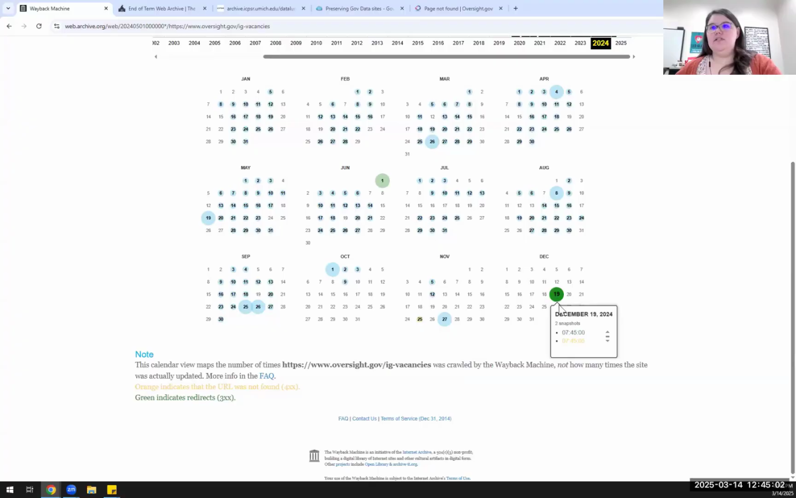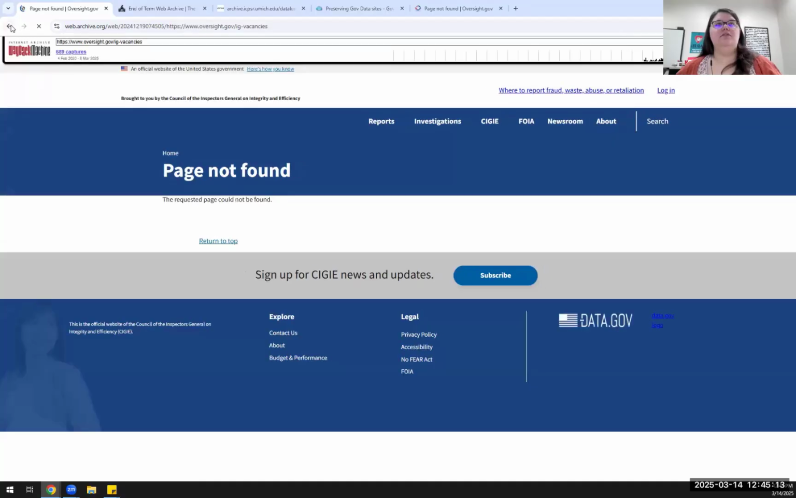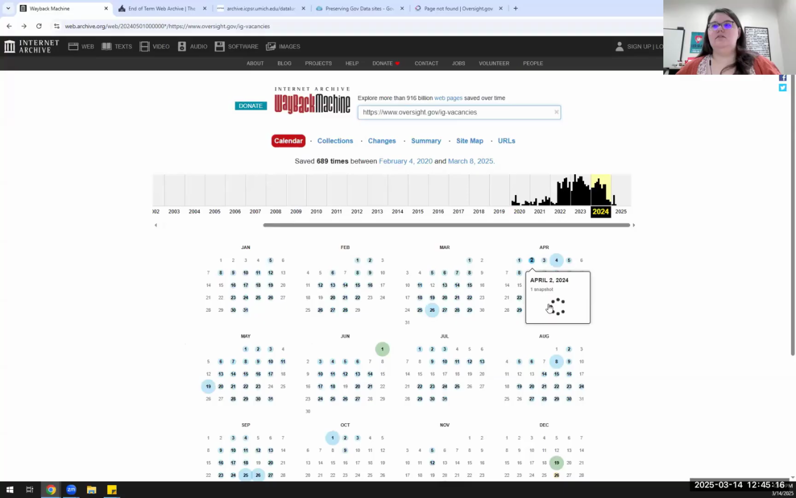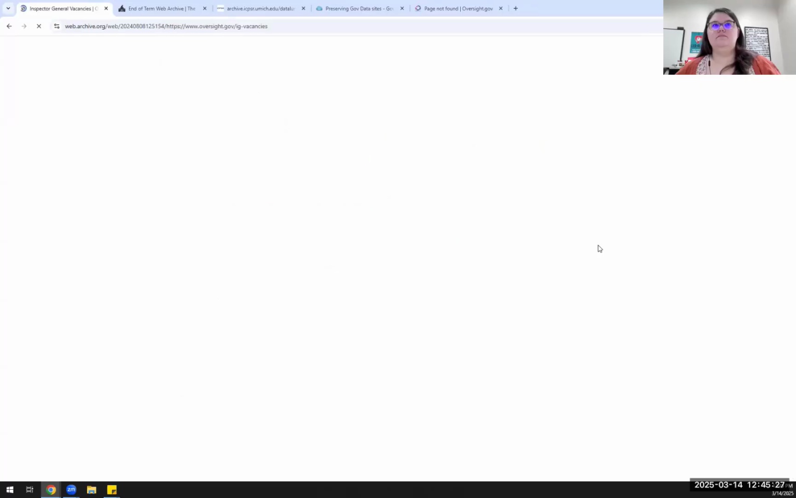You can use this, the blue and green typically means that there was information on the page. Nope, hold on. If I go all the way back, we'll just pick August here. I think August is the time that I actually saw it. The one thing I don't like about the Wayback Machine is that it takes a little bit of time to get there. But come on.